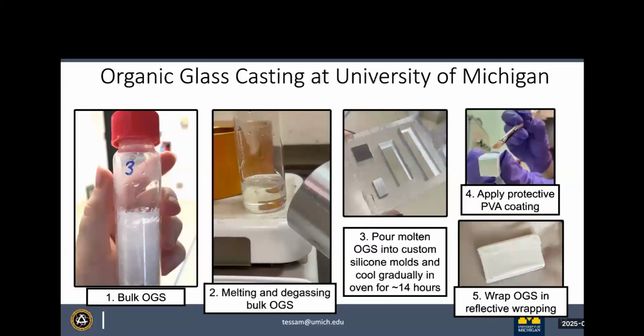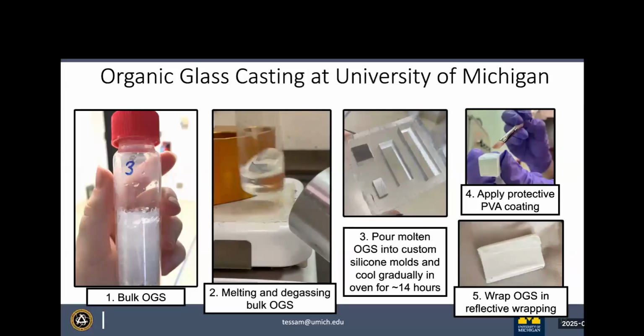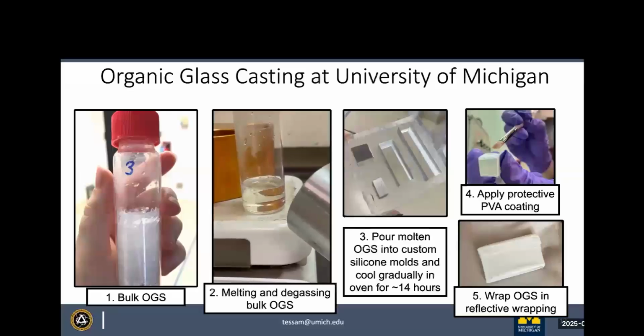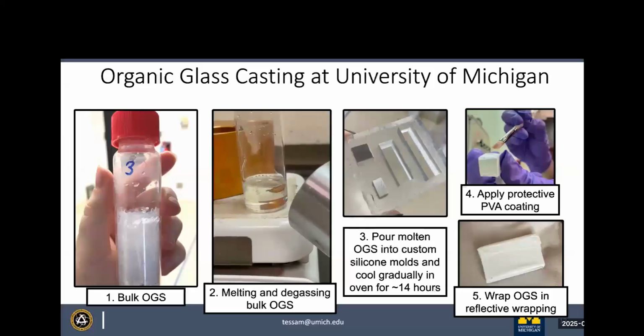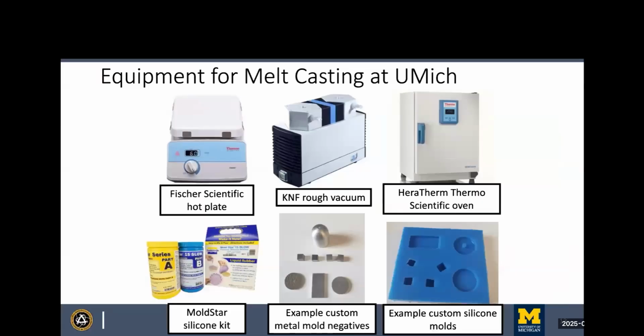Recently, we've also been experimenting with a procedure using a vacuum oven the whole time. Once the glass cools and we pop it out of the molds, we put a protective PVA coating on it to prevent recrystallization and wrap it in Teflon tape as a diffuse reflector to minimize light loss.